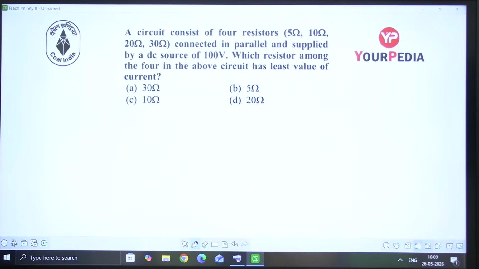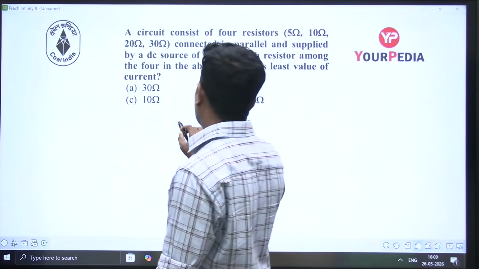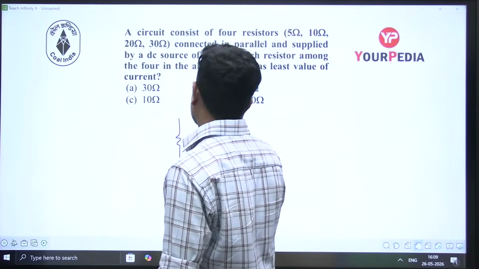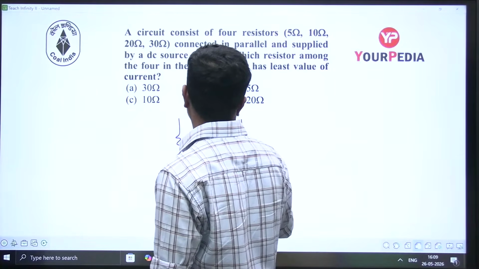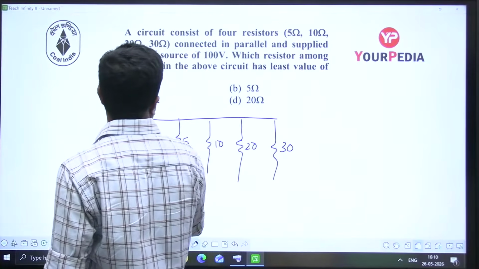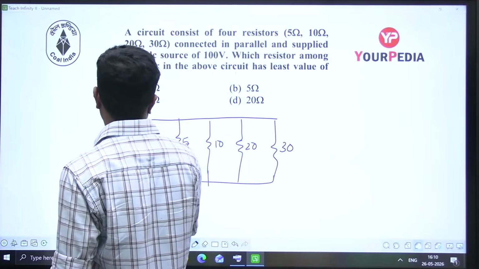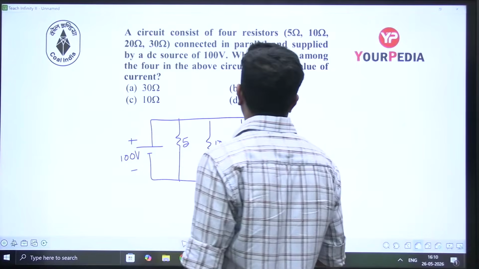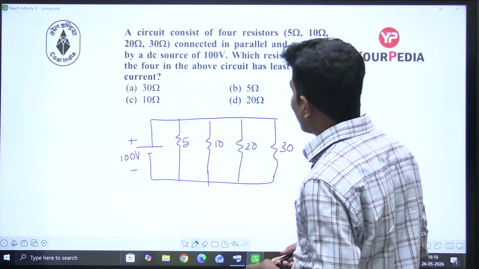Answer, please. A circuit consists of 4 resistors, 5, 10, 20, 30 ohms, connected in parallel and supplied by a DC voltage source of 100 volts. Which resistor among the 4 resistors in the above circuit has the least value of current?